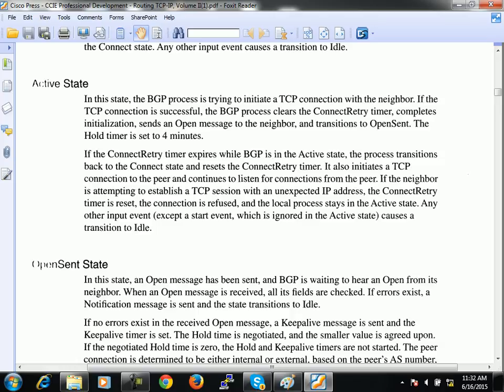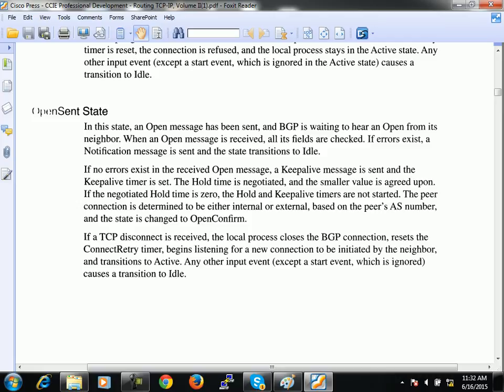Let's say that your neighborship has moved into open sent state, then it can keep itself in open sent state for the next 4 minutes if it is not getting any response from its neighbor. But once it receives an open message from its neighbor, it will transition into open confirm state. That's the meaning of this hold down timer. Open sent state. In this state, the open message has been sent and BGP is waiting to hear an open from its neighbor. Once it hears the open from its neighbor, it will move into open confirm.